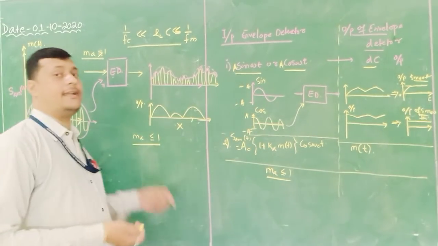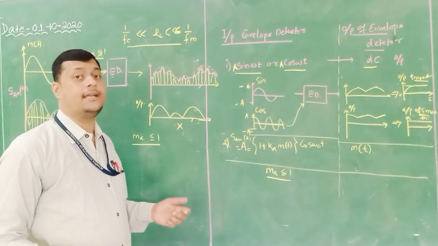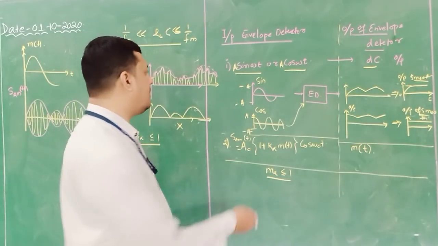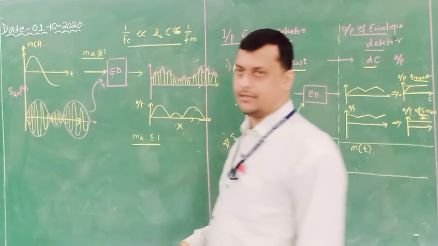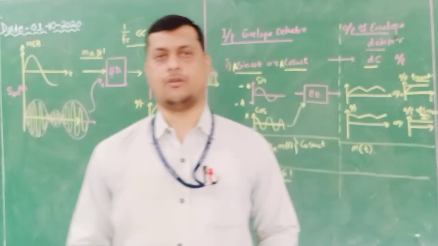In the exam they will ask why envelope detection does not work properly for over modulation. That means you have to write all these concepts for MA less than 1, MA equal to 1 and MA greater than 1.